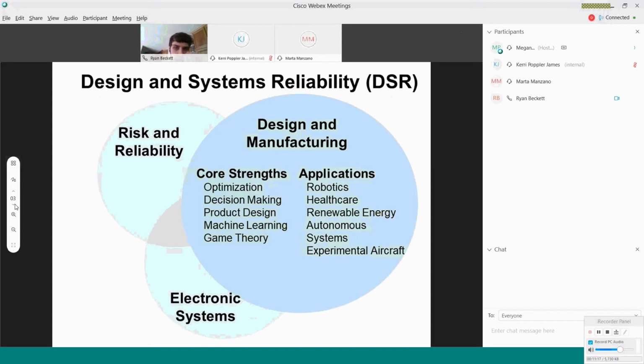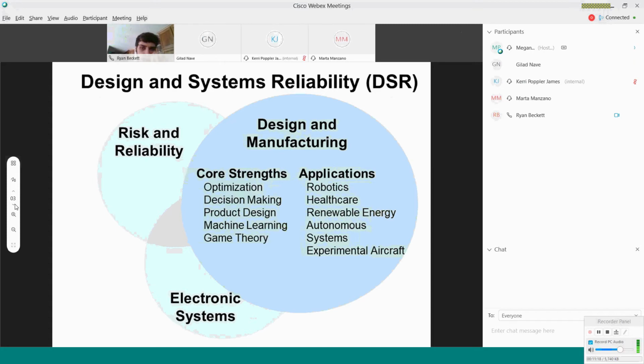The group that focuses on design and manufacturing has research in the areas of optimization, decision-making, product design, machine learning, and game theory. And what they like to do is see how they can use those core technologies to improve the way people create, design, and manufacture all types of products that are currently being used in areas as diverse as robotics, healthcare, renewable energy, and experimental aircraft.